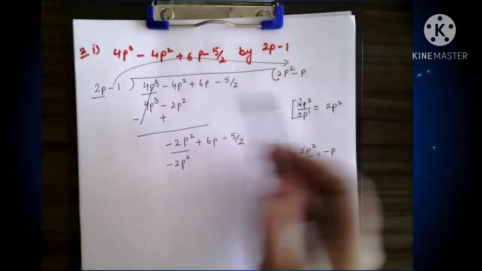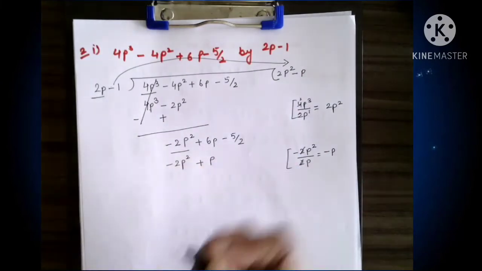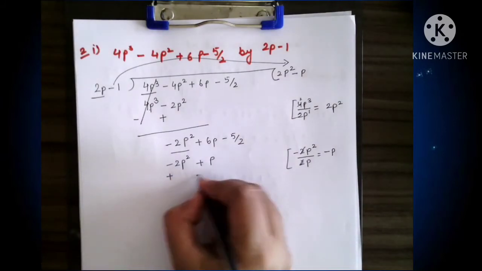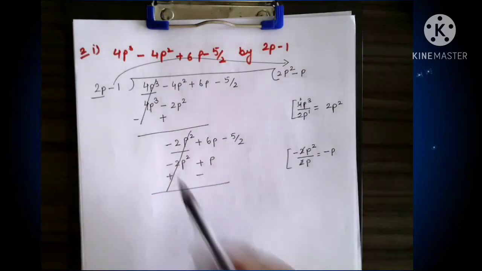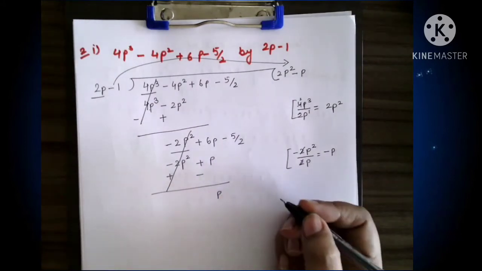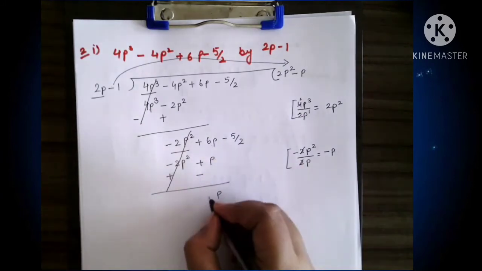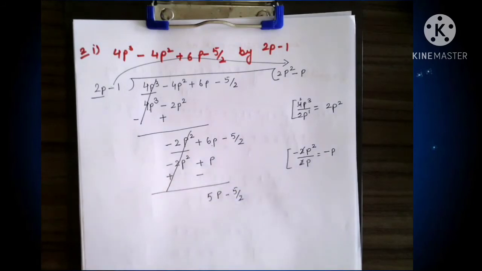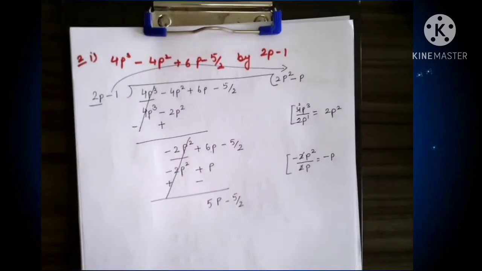Now -1 multiplied by -p, we get plus p. Write it under p. Change the sign, minus becomes plus, plus becomes minus. It cancels because -2p square plus 2p square. After solving these two, we will get p, p is bound to come. Okay, plus 6 minus 1, it is your 5. Minus 5 by 2. This is our new dividend.